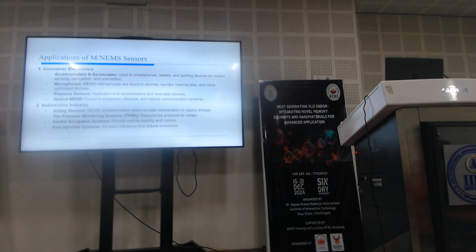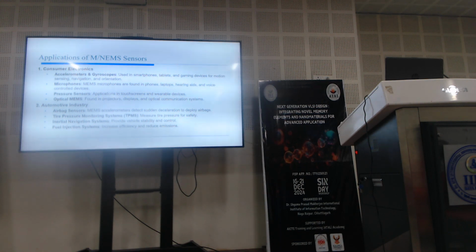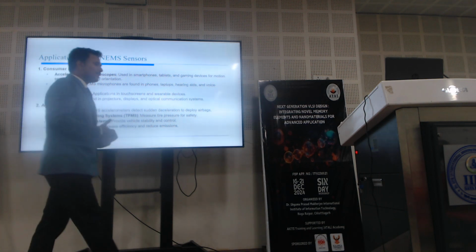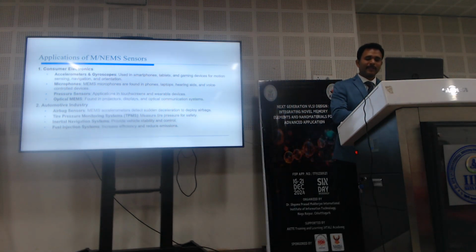And coming to the automotive industry, one of the initiations started from the automotive industry is airbag injection. Whenever a high G happens on the car, the airbag injector has to open automatically, and it works with MEMS only. Next, the pressure monitoring system also works with the help of MEMS, as do the inertial navigation system and fuel injection system. So we have many applications where we can identify different kinds of MEMS sensors.